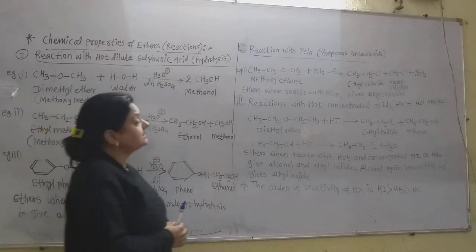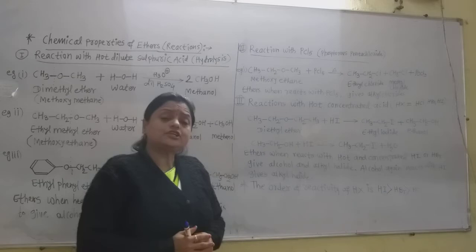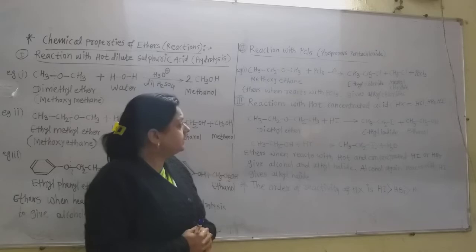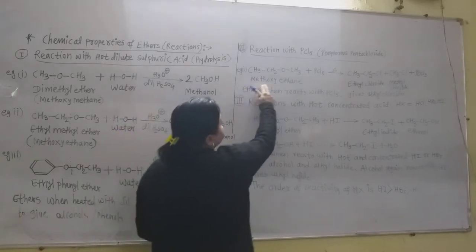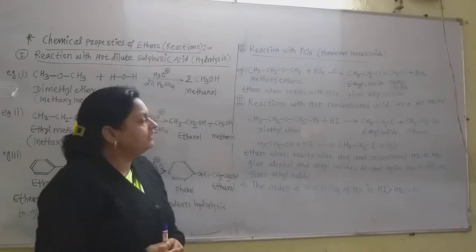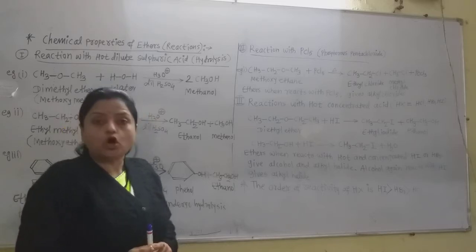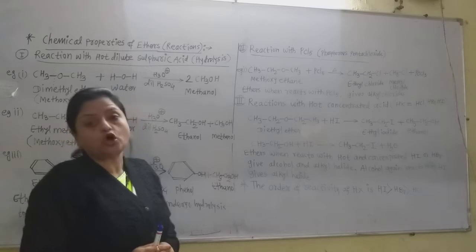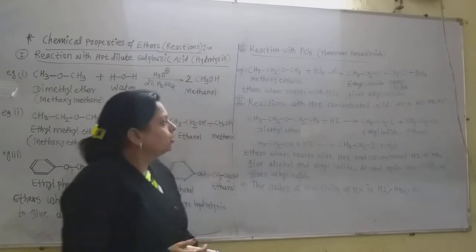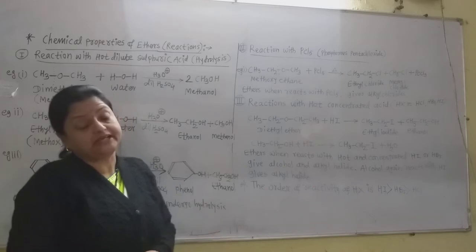Now the second reaction is the reaction with phosphorus pentachloride. When ether reacts with phosphorus pentachloride, it gives alkyl chlorides. Here the ether is methoxyethane, an unsymmetrical ether. When it reacts with phosphorus pentachloride, it gives one molecule of ethyl chloride and one molecule of methyl chloride. Here also the C-O bond breaks, and two different alkyl chlorides are obtained because it is an unsymmetrical ether.